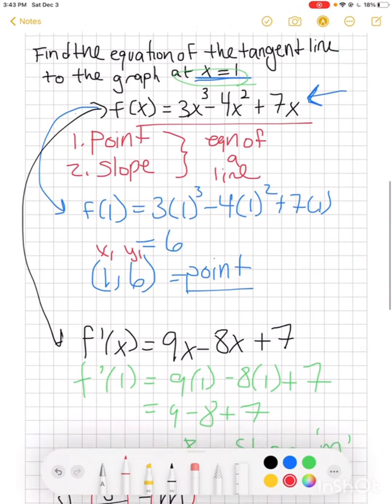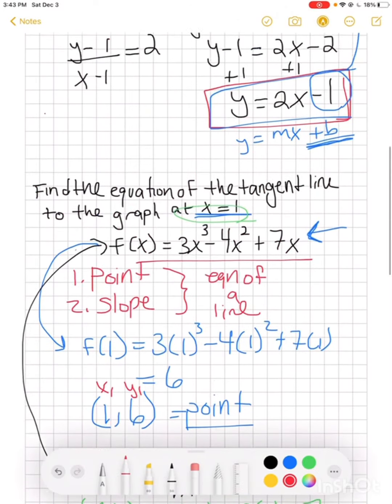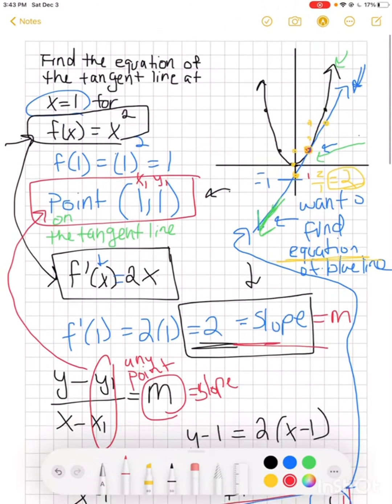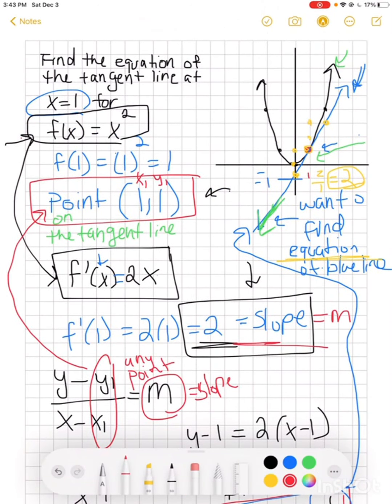So I hope this helped you understand what it means to find the equation of the tangent line and how we find it from just this very minimal information given in the problem. And hopefully this demonstrated how powerful derivatives can be and why they're so important in math and in calculus and all the cool things that you can do with them.